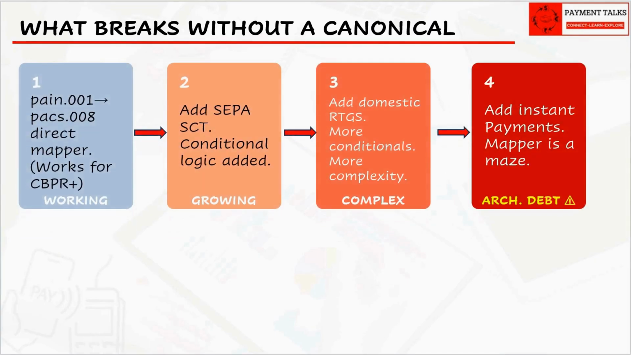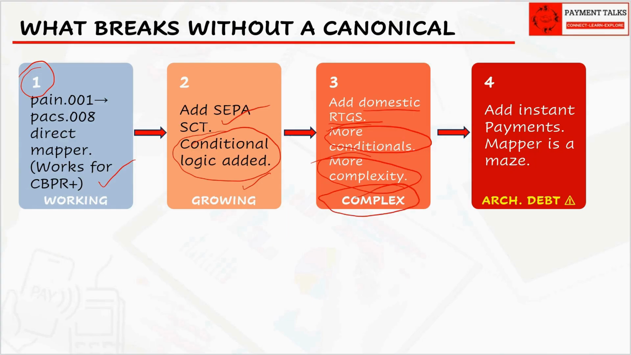Start with CBPR+ cross border. Build a direct mapper. It works. Now add SEPA SCT, different charge bearer rules, different settlement method, different remittance limits. Add conditional logic to the mapper. Now add domestic RTGS, more conditionals, more branching. The mapper is getting harder to read and harder to test. Now add instant payments, scheme specific validation, real time constraints. The mapper is now a maze.